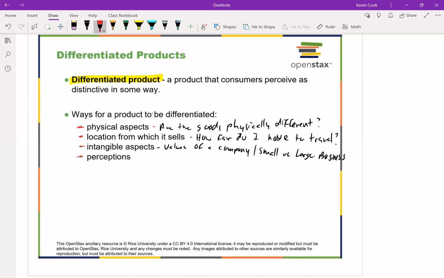Then this last one is perceptions. Does a firm have a good reputation? So what we may think about with this is two fronts. One, does a firm have a good reputation? Two, do I expect a good product? And I'll explain that in just a moment.